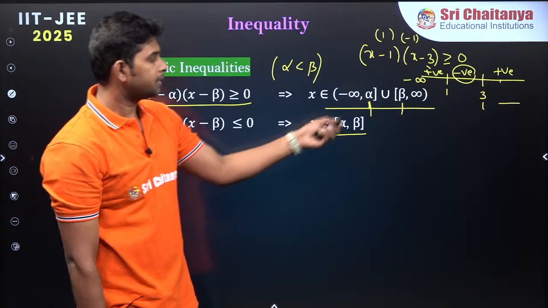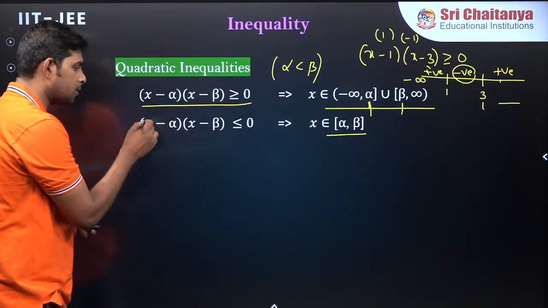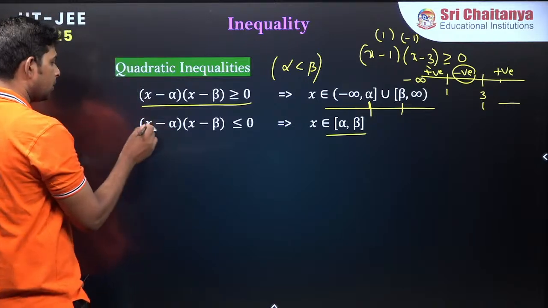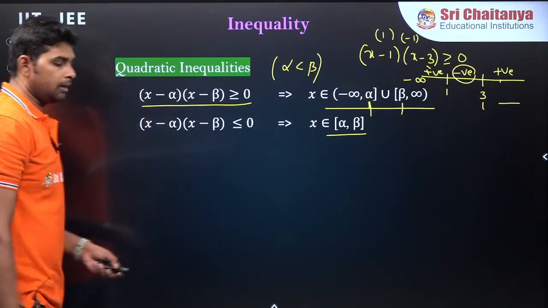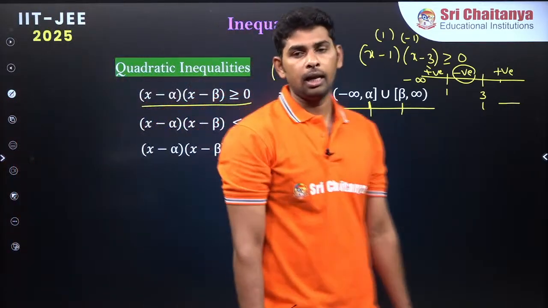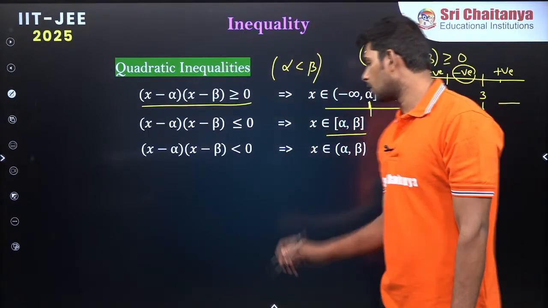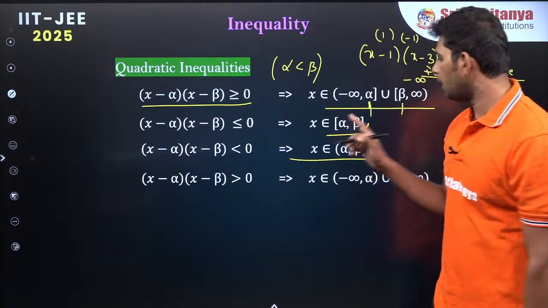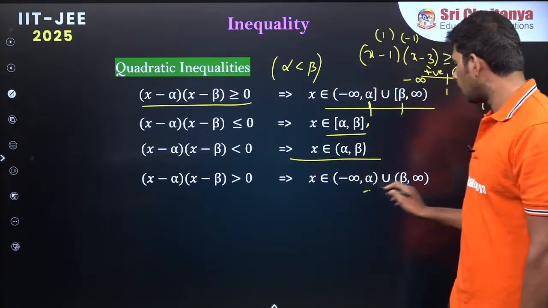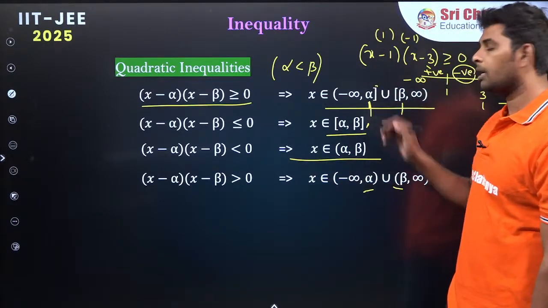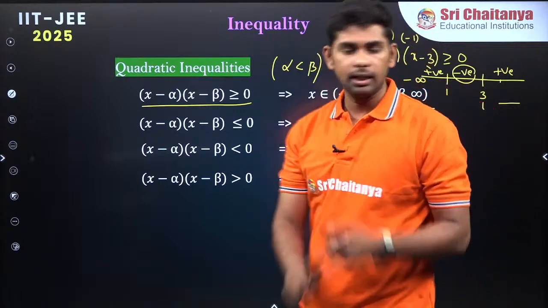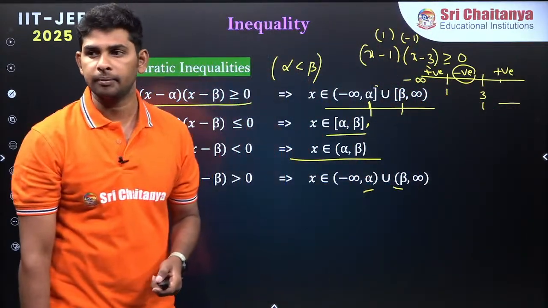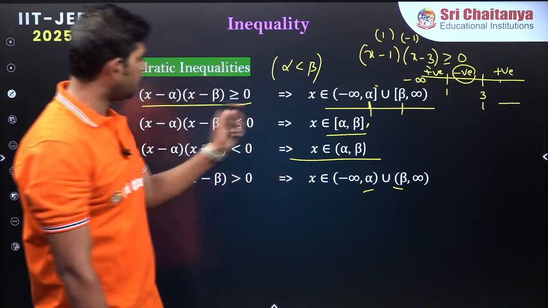Okay, now 1 and 3 are included, because if I substitute alpha here, it is going to give us 0. That is why it is also included here, right? Now the next expression: if we are taking only greater than 0 or lesser than 0, we are not including alpha and beta there. Here we have a closed bracket, which includes alpha. Here we are not including alpha, that is why we are taking an open bracket there. Alright, so this is how you solve quadratic inequalities.